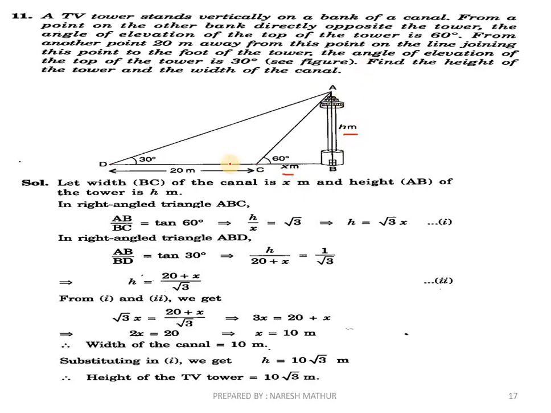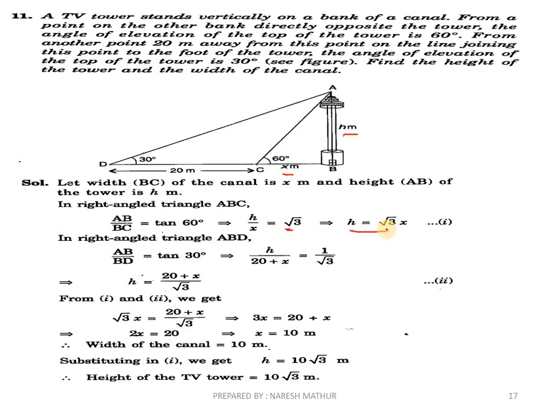Now see, in triangle ABC we are given perpendicular and we need to find base also. So we can take tan or cot. So here we are taking tan theta. Tan 60 equals to perpendicular upon base, that is h by x, and tan 60 is equal to root 3. So from here we have the first equation as h equals to root 3 x.